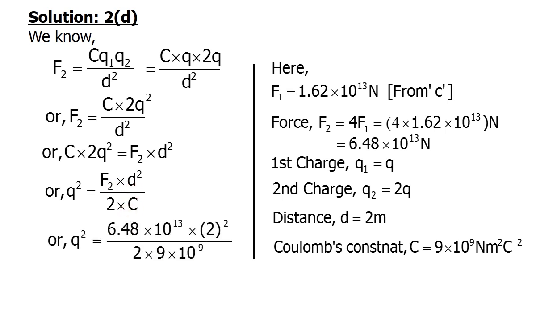And if we put the value of F2, d and C, and after calculation we will get the result of Q square, which is 14400, and after calculation of Q we can get the value of Q is 120 coulomb. That is the answer.